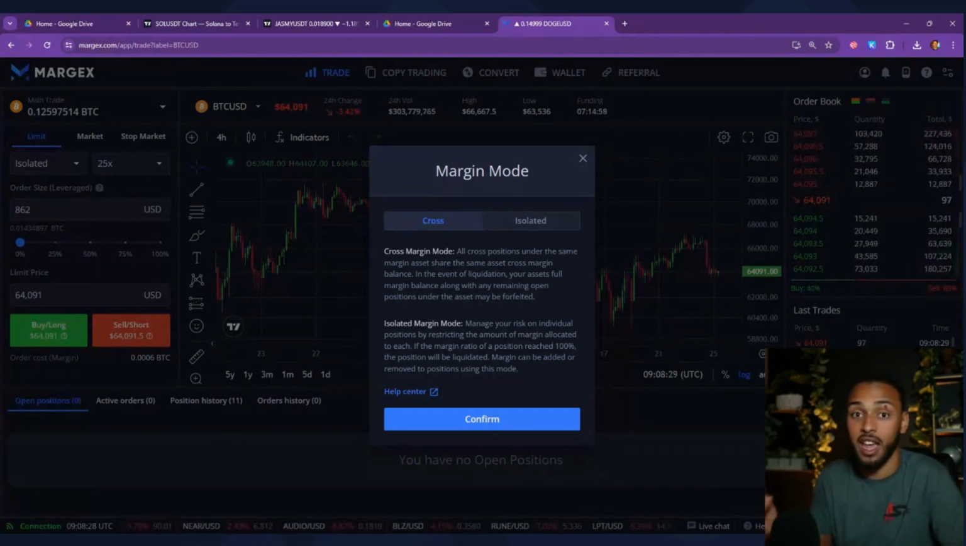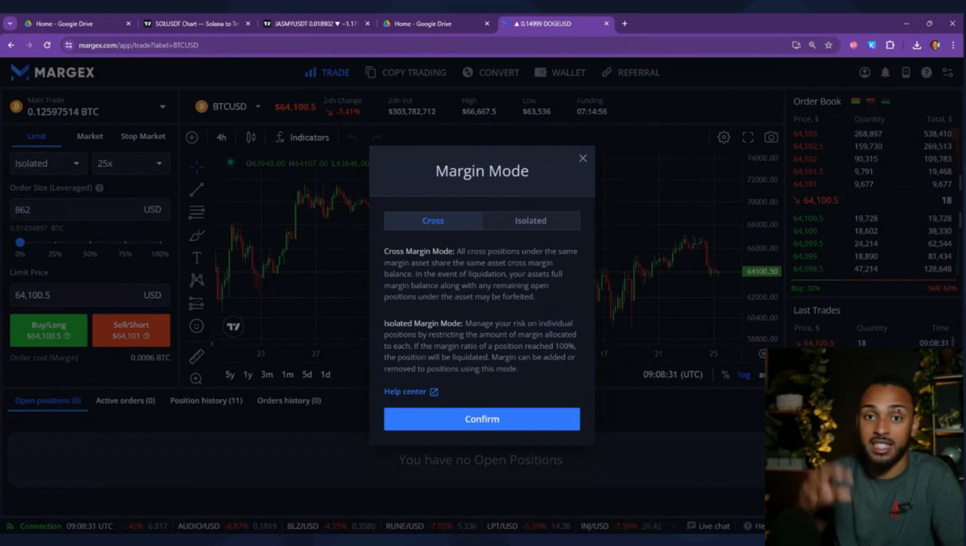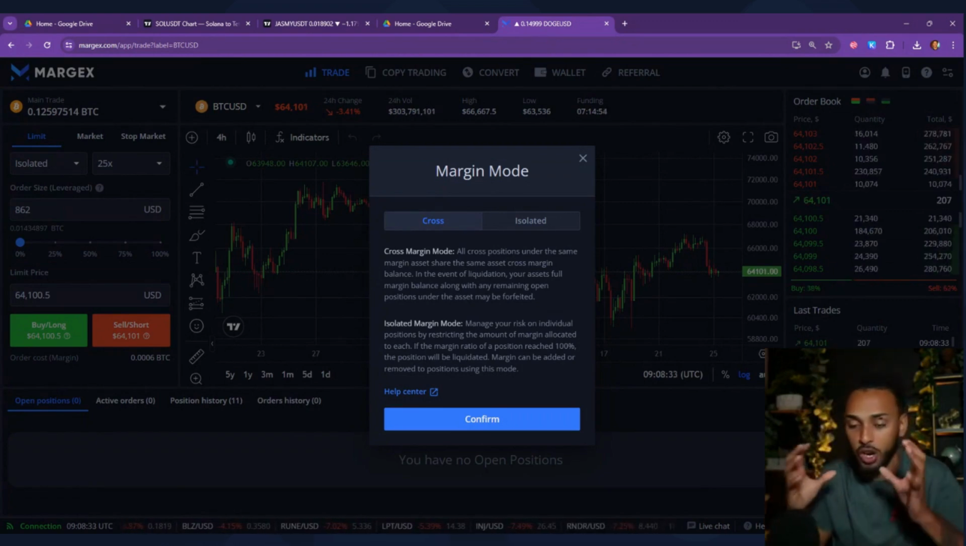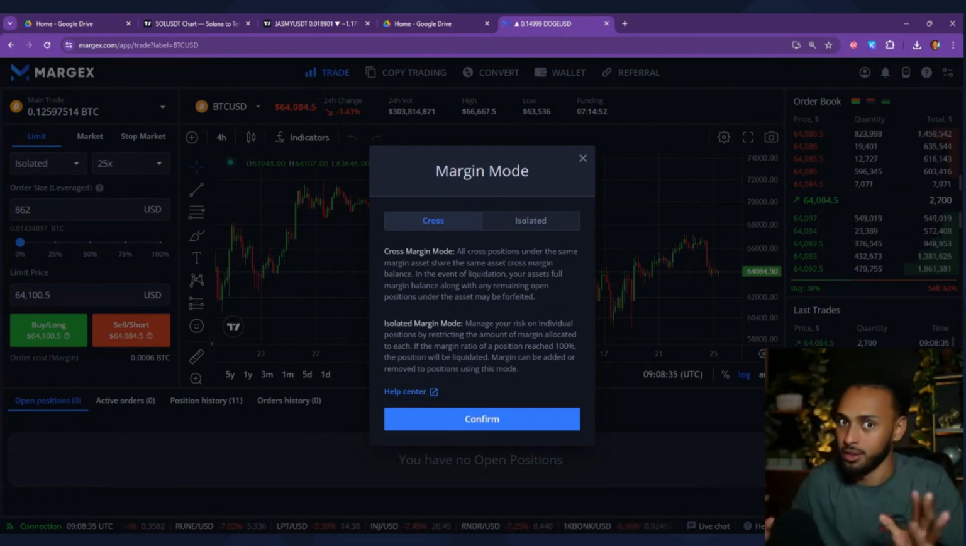So it's crossing that collateral into all of those different assets and the asset itself and the different trades open under that asset. Risky stuff.